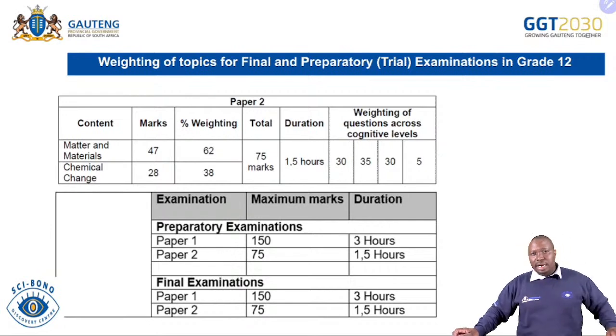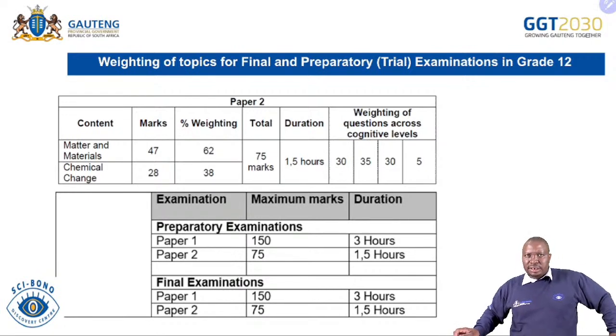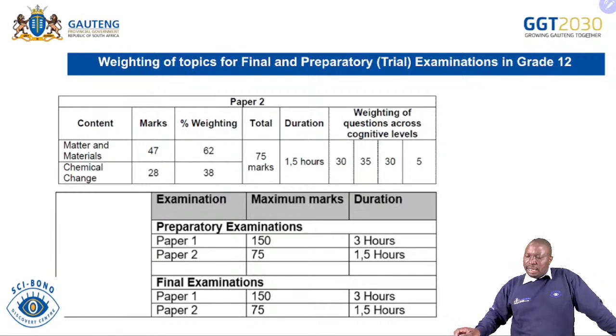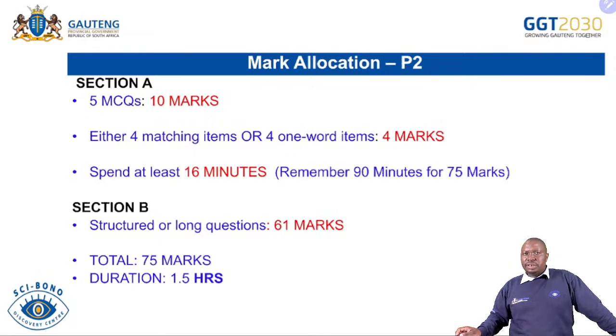And the question levels are broken down as you can see there. You have the recall questions, which is 30 marks. Then the understanding, which is about 35. The analyzing, which is about 30. Then your evaluation at 5% of the paper. So that will be the structure of our paper during the prelim and during the final exam.